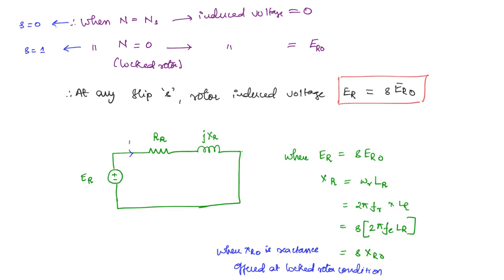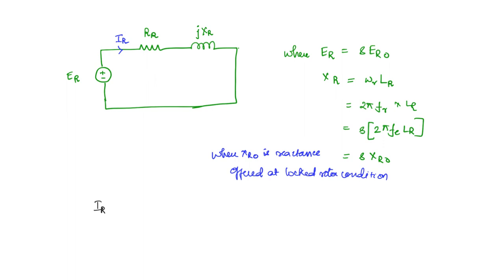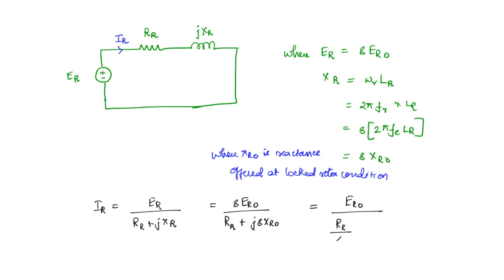Now what about the rotor current IR? IR you can express as ER divided by RR plus jXR, simply the voltage by impedance. So now you can write this as S times ER naught divided by the resistance plus j into S times XR naught, the locked rotor reactance. Okay. So this further can be written as ER naught divided by RR by S plus jXR naught.